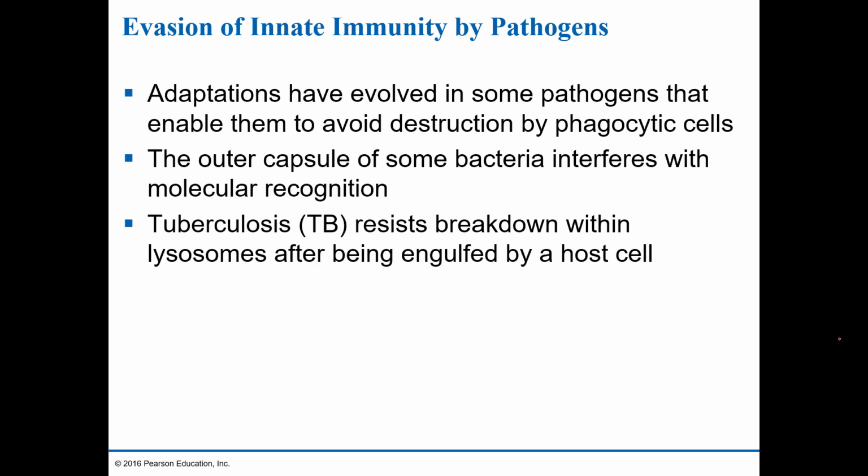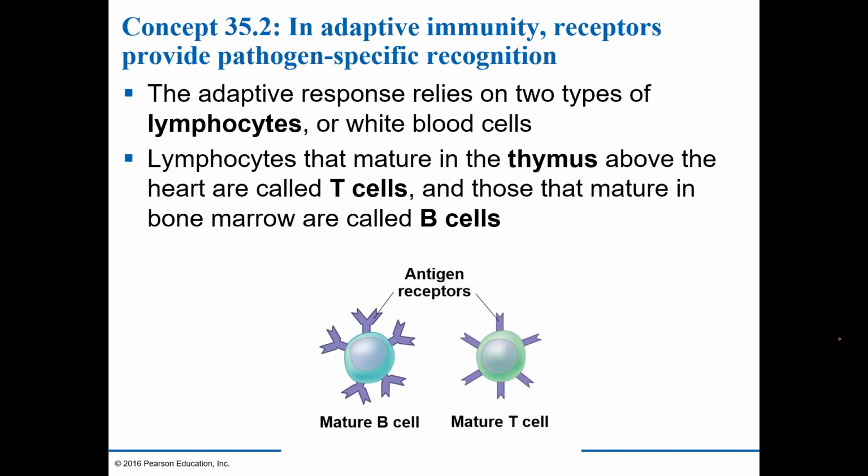So a lot of adaptations have occurred and evolved in some pathogens that enable them to avoid destruction by the phagocytic cells. So just as we have evolved all these amazing ways to fight these bad things, those bad things have evolved amazing ways to counterbalance that. And I guess an example would be tuberculosis resists the breakdown within those lysosomes, so that enzyme lysozyme can't break it down after it's been engulfed by the host cell.